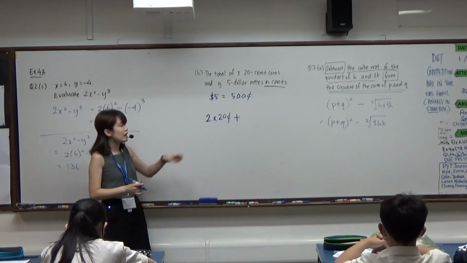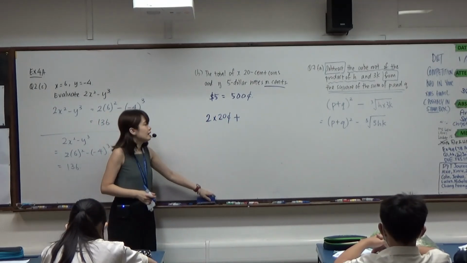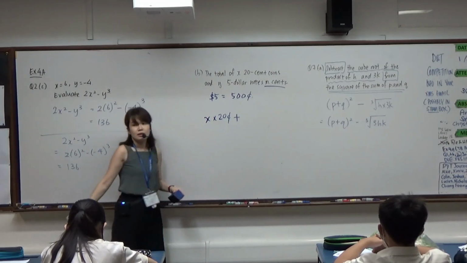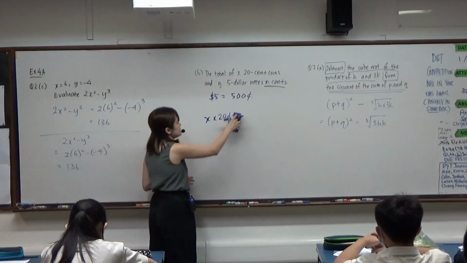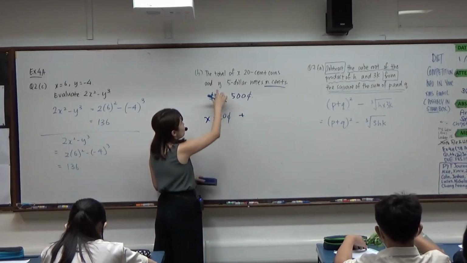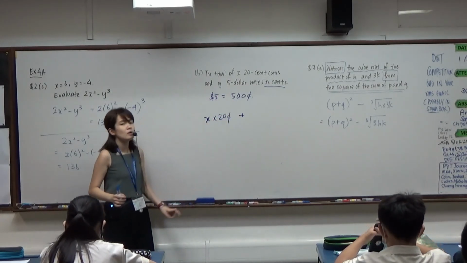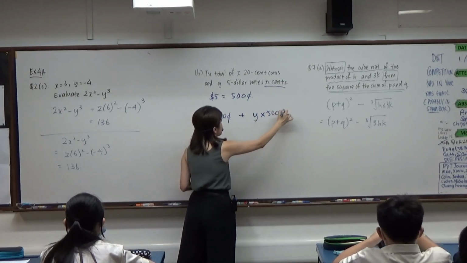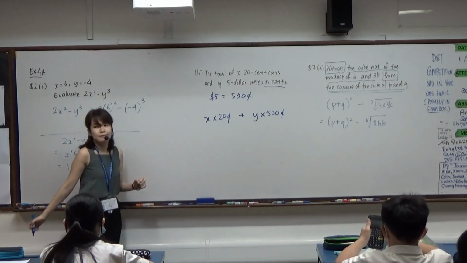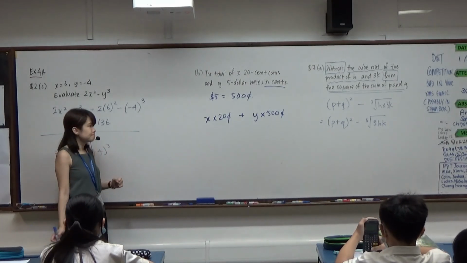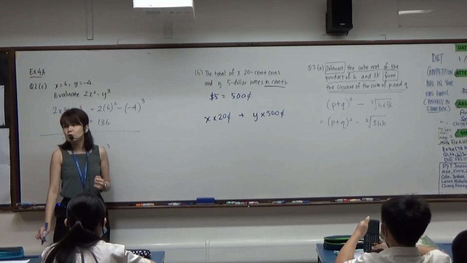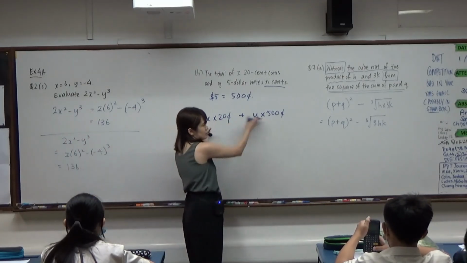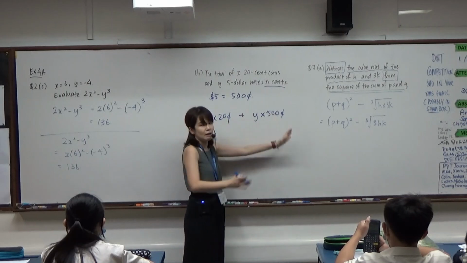Okay, but now instead of having two 20-cent coins, I actually have X 20-cent coins. Okay, I need to add Y number of $5 notes. So that is Y times 500 cents because we want things to be in cents. Okay? Now, when it comes to algebraic expression, I actually do not need to put my cents inside the things itself. I can put it all outside.